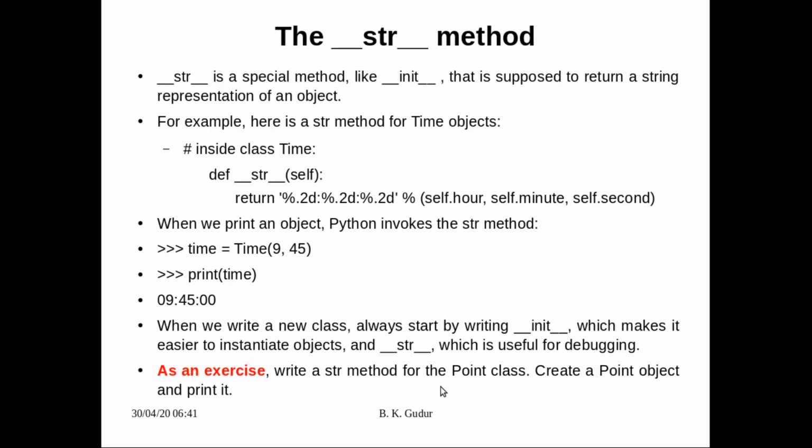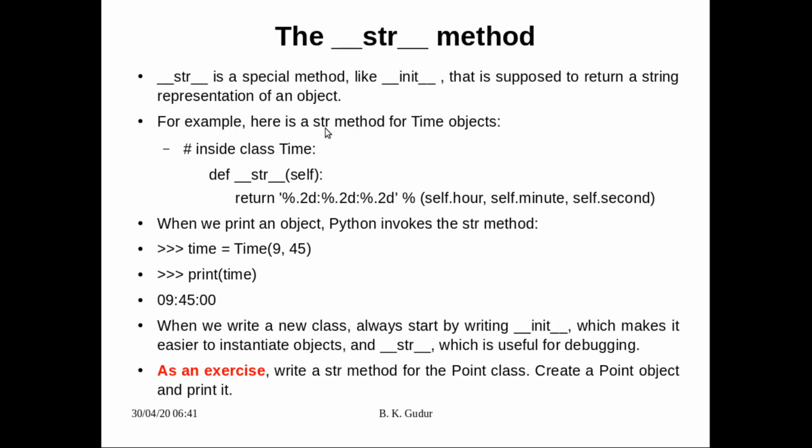With this, we'll discuss one more special method called the string method. Its full name is also like the init method: double underscore str double underscore. It is a special method like init that is supposed to return a string representation of an object. Whatever the object is, its string representation will be returned by this method.